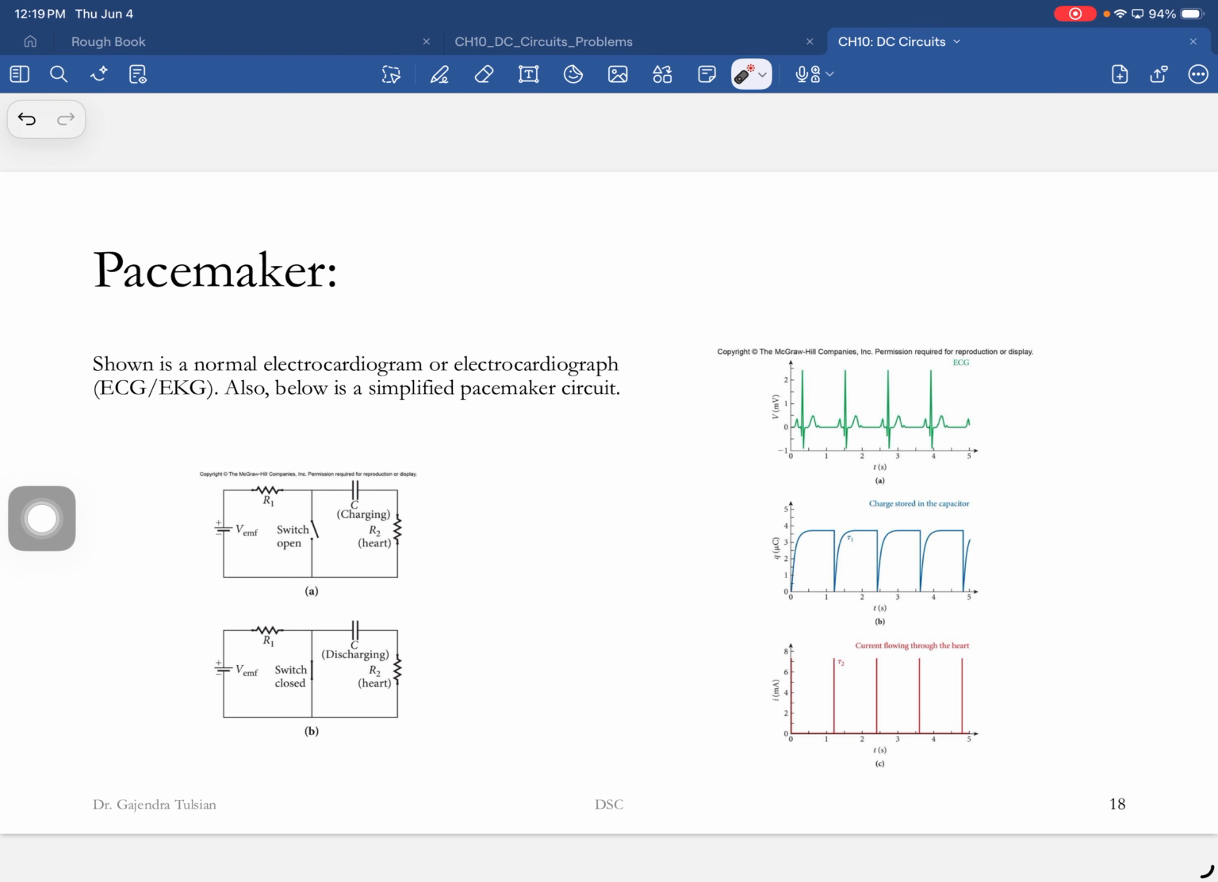Nowadays, let's say your pacemaker is set to beat at 70 beats a minute. You close that switch 70 times a minute. What if you go for a run? You have to make sure your heart beats faster. So you've got to figure out that timing device, to vary that timing device to close the switch 100 times a minute.